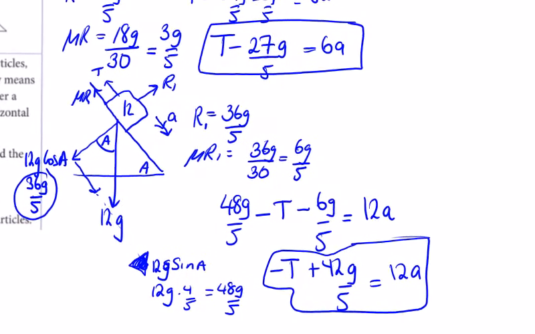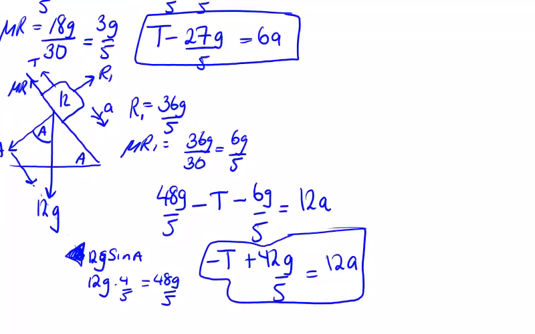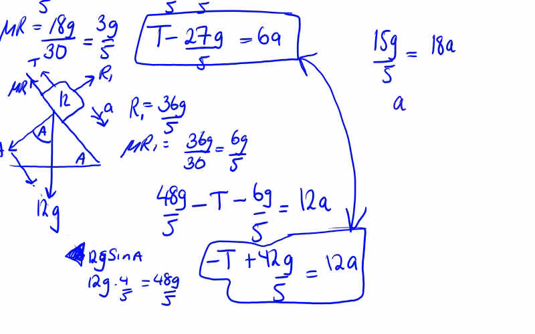We should be able to solve these because we have a minus T and a plus T. So if I bring these two together, instead of having to write them out again, you can see what's happening here. The T's are going to cancel. 42 minus 27 is 15. So 15g over 5 is equal to 6 and 12, 18a. So a is equal to, well, that's 3g on the left, so 3g over 18, or g over 6 meters per second squared.